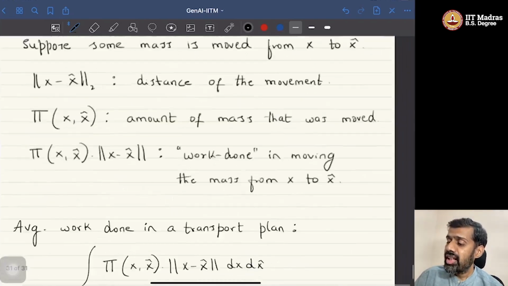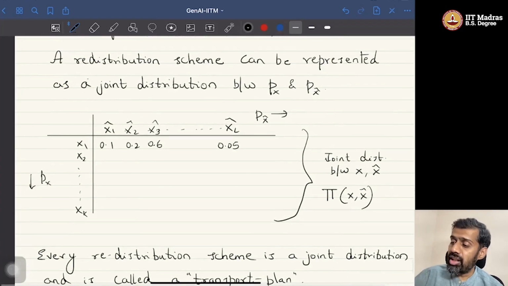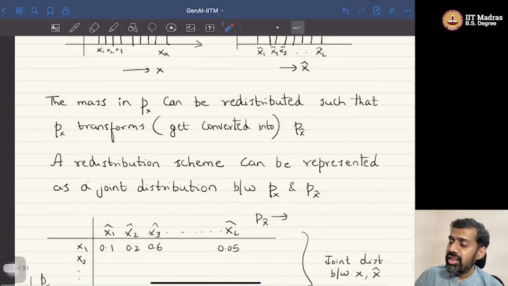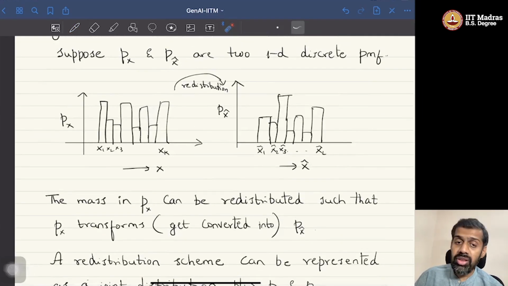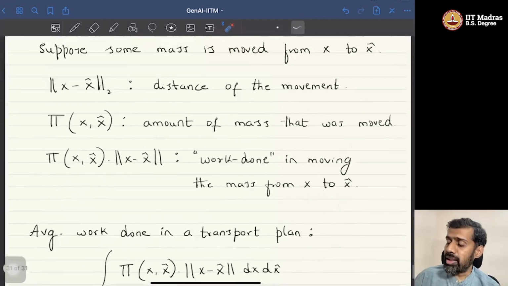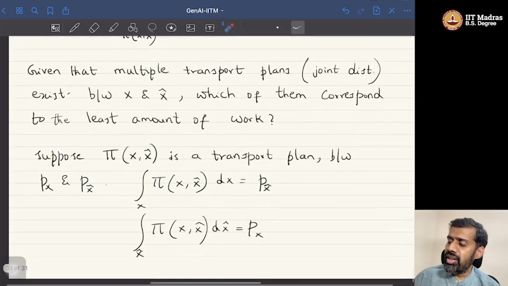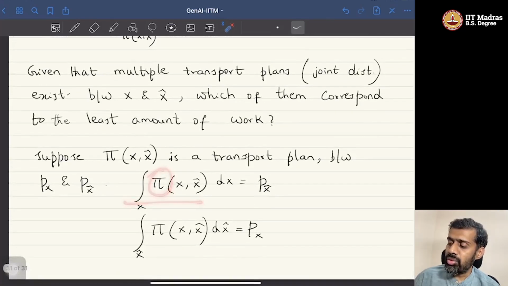Why is this the case? See, this will not become a valid transport plan unless the distribution that you get after redistributing the masses is the marginal distribution. If that does not happen, then this is not a proper redistribution, right? So how do you quantify the fact that it's a proper redistribution? Mathematically, it is by saying that if you marginalize the joint distribution over the constituent random variables, we should end up getting the marginals that we are looking at.